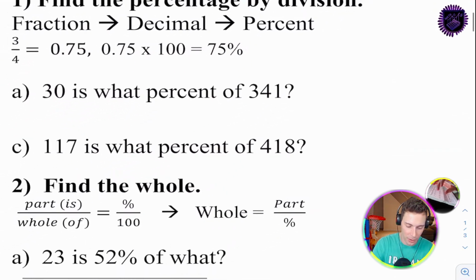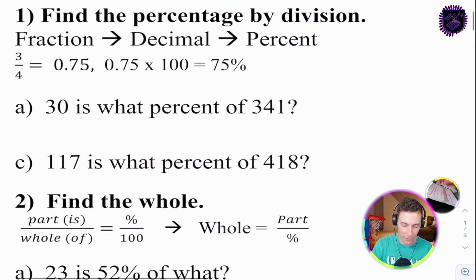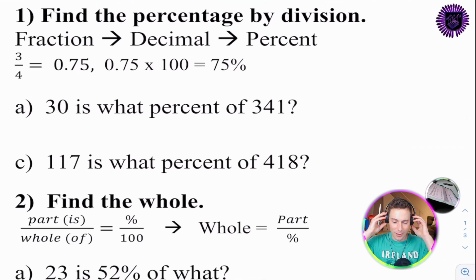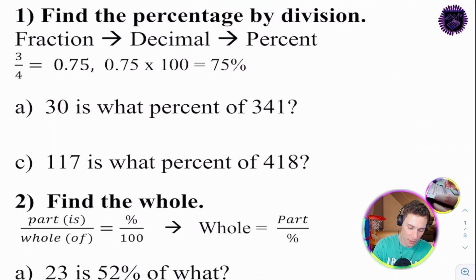All right, question number 1A. We are finding the percentage. If you're on this question, that means you're looking for the percent, and it's not hard to find. We just turn the numbers into a fraction and then do the division, multiply the answer by 100. So remember, the is 30 is the numerator and of is the denominator, so we're going to write this out.